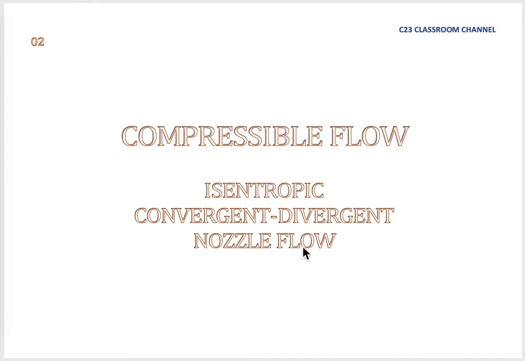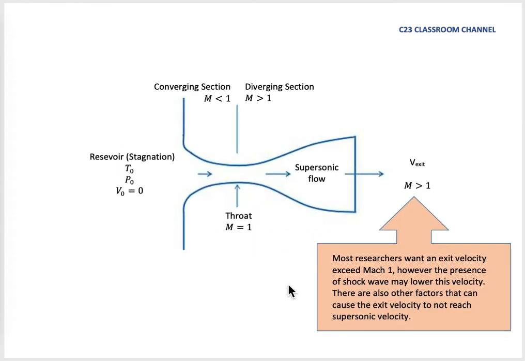This is notes for compressible flow, isentropic convergent-divergent nozzle flow. In this topic, we will study how to derive a set of equations to solve compressible flow for convergent-divergent nozzle flow. Before we go for the derivation, I would like to show you the convergent-divergent nozzle.